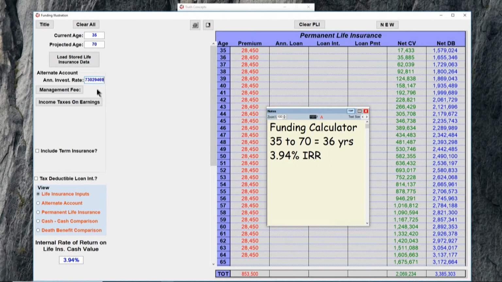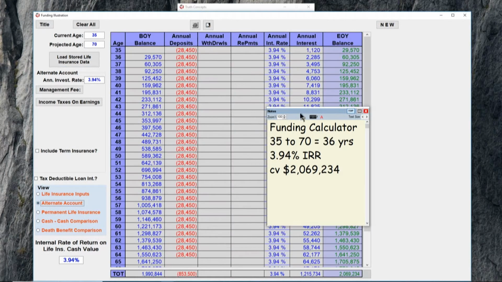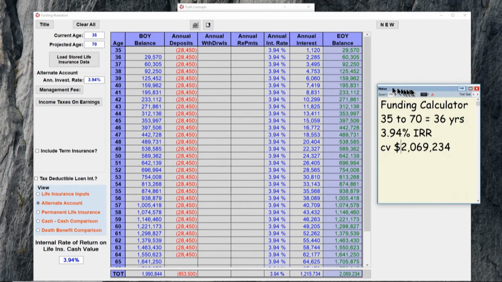So what this is going to do is it's going to say, okay, what if you didn't put the money in the life insurance policy and you put it in an alternate account? And you can earn 3.94% every year. Now, if you look down at the bottom, what's the cash value we have at the end of the time frame? $2,069,234, right? That's what it would grow to, based on that same cash flows in another account. What do we end up with at the end if we earn 3.94% every single year?